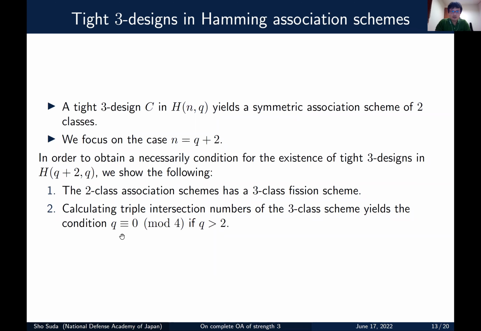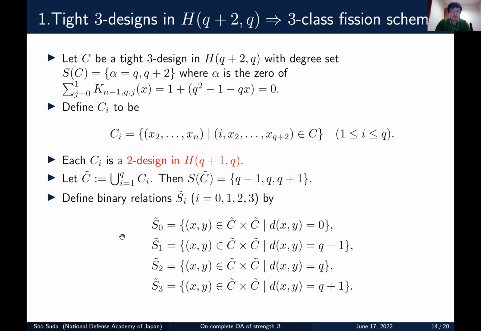Okay, next I want to explain the first part of our main result. How to obtain the three-class scheme is somehow complicated, but we are given a C, which is a type 3 design in this Hamming scheme, with length n equal to Q plus 2.